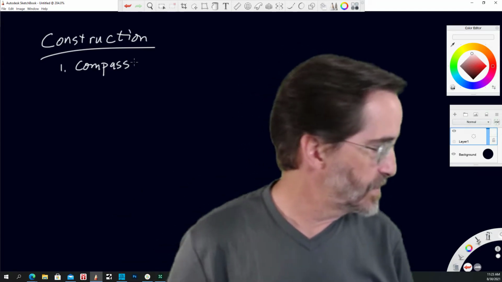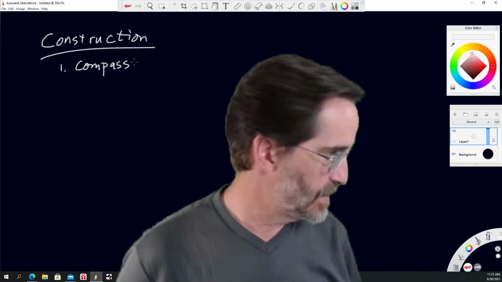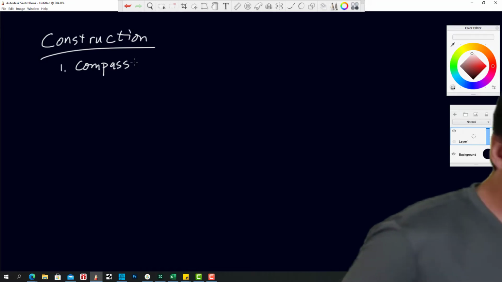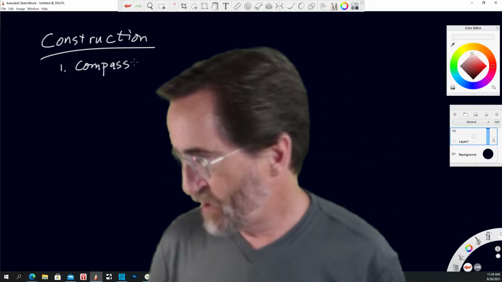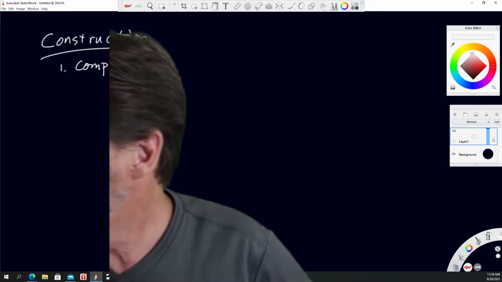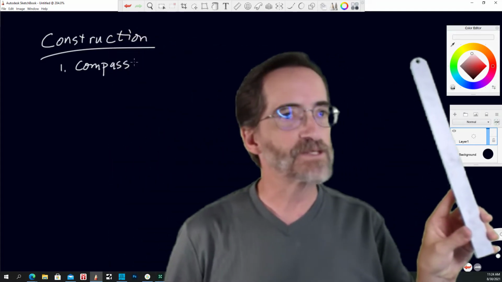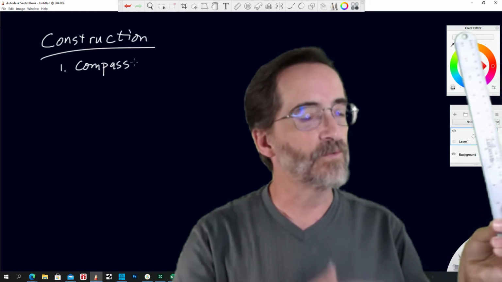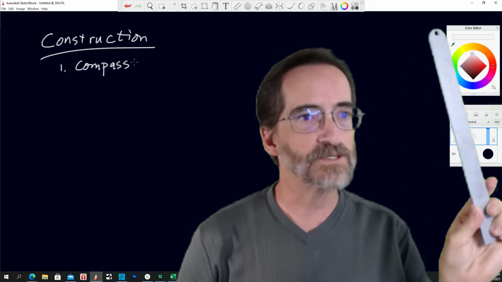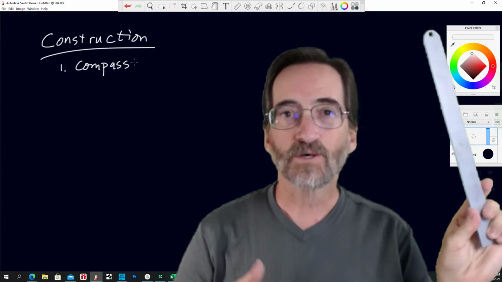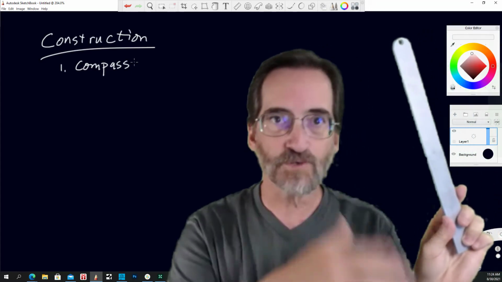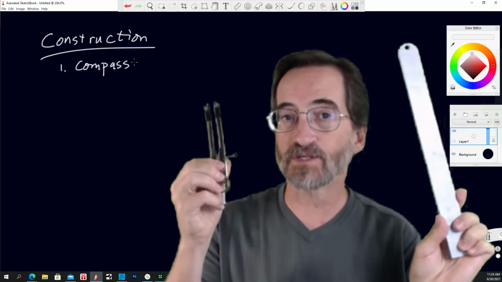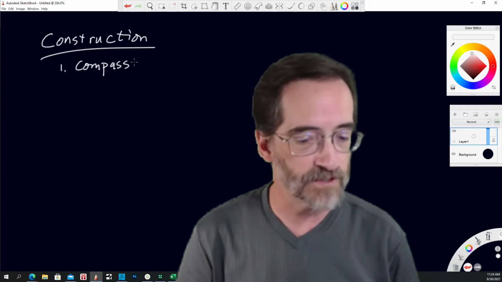The other thing that is allowed, and I have an example here, is a straight edge. Now this happens to be the back of a ruler. A ruler has marks, a straight edge does not. So we want to use the straight edge and a compass. These are the two tools in construction, along with paper and pencil.